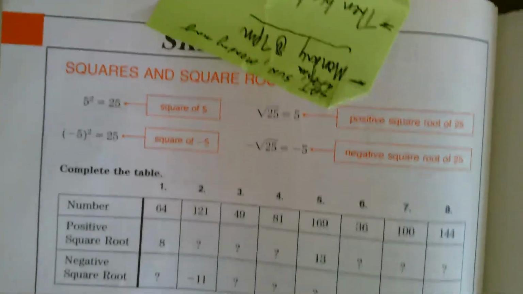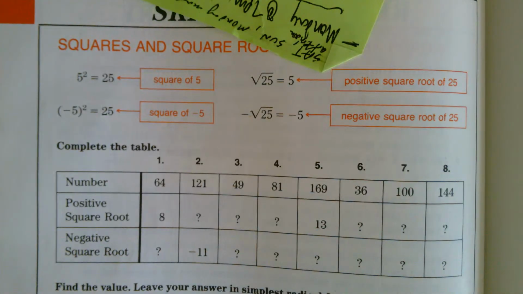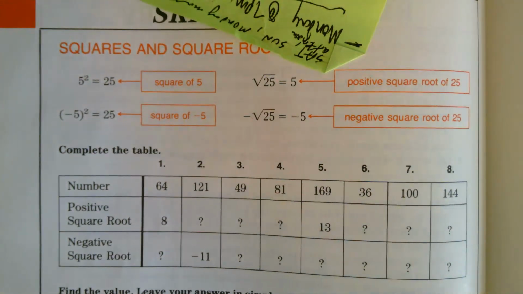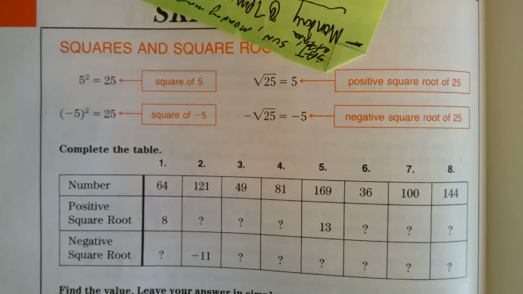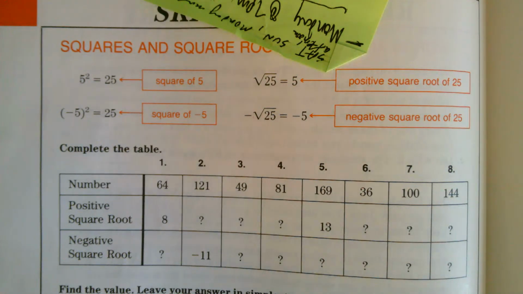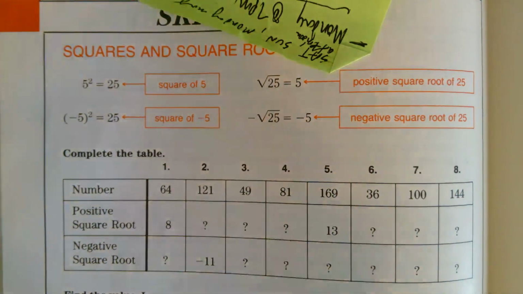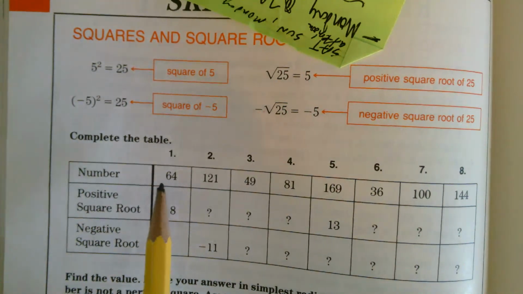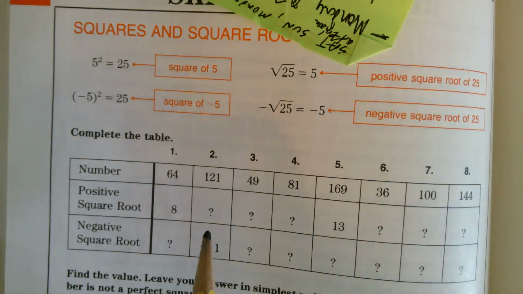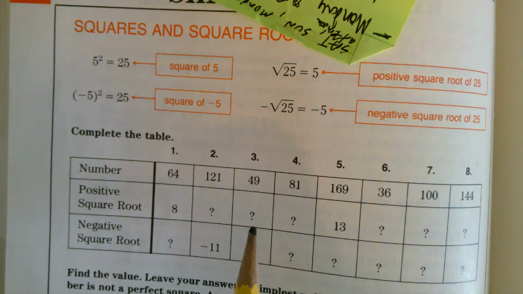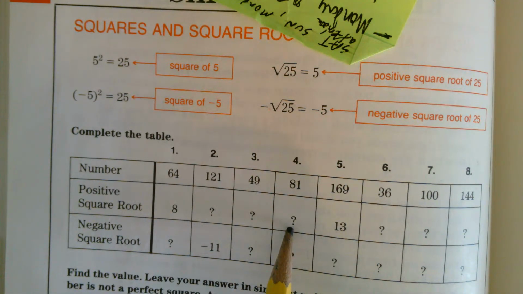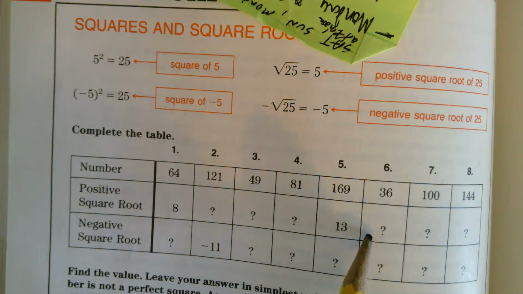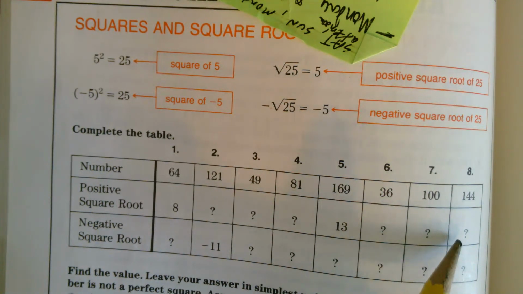So this is patterns. Positive and negative roots. I guess what we're talking about here is perfect squares. Oh, so the negative root would be negative 8. Yes. So these are all perfect squares. 169 is 13, 36 is 6, 100 is 10, 144 is 12.